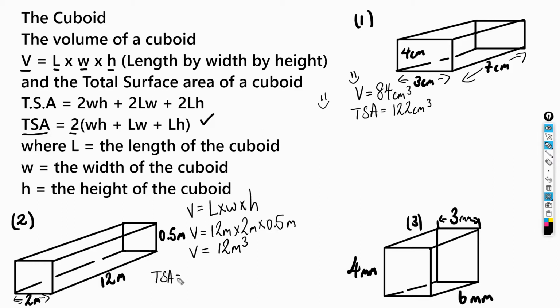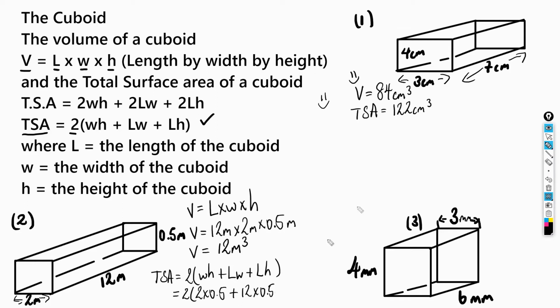The total surface area should be 2 multiplied by the width times the height, plus the length times the width, plus the length times the height. Cool? And in this case, it's going to be 2 multiplied by the width, which is 2 meters, multiplied by the height, which is 0.5, plus the length times the width, which is 12 times 0.5.